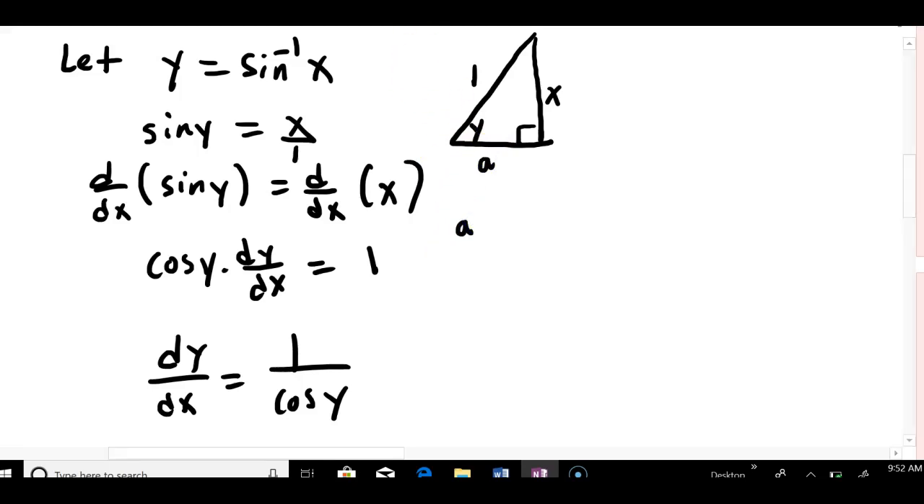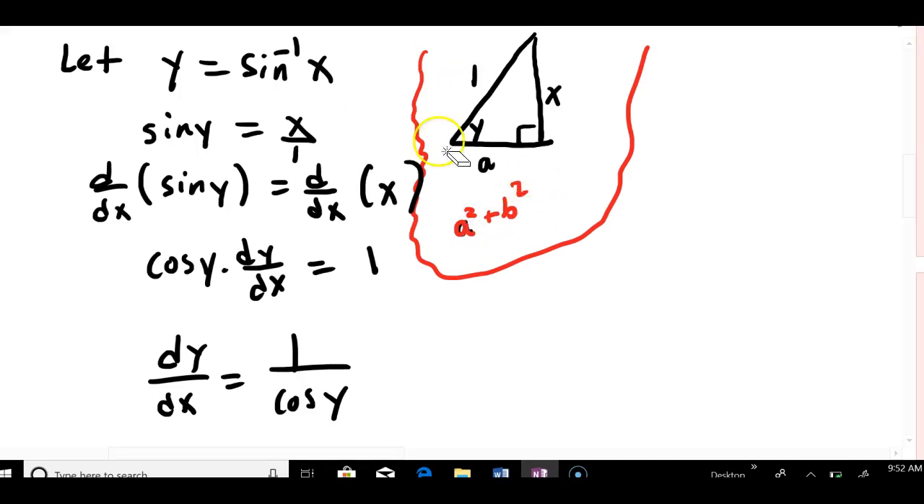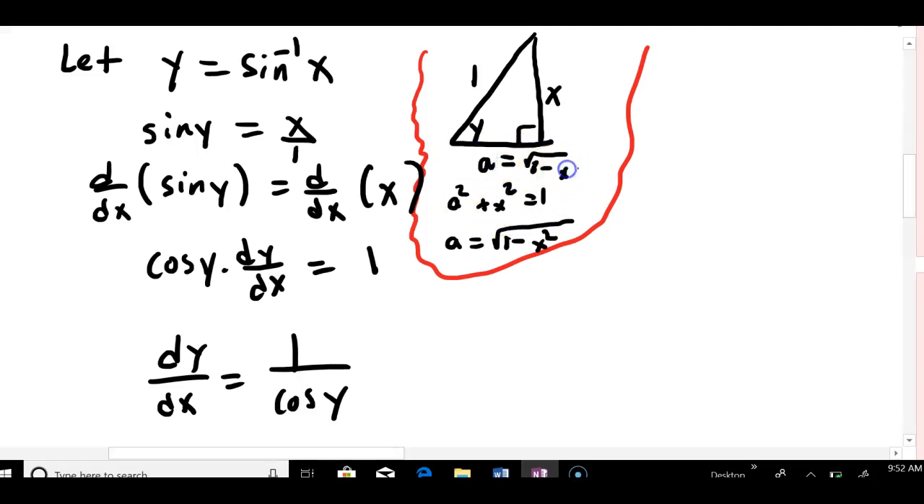So that's going to be a squared plus b squared, right? Or a squared plus x squared, apologize. A squared plus x squared equals 1. Subtracting over the x squared, taking the square root, we find that a is equal to the square root of 1 minus x squared. So therefore that side is the square root of 1 minus x squared.